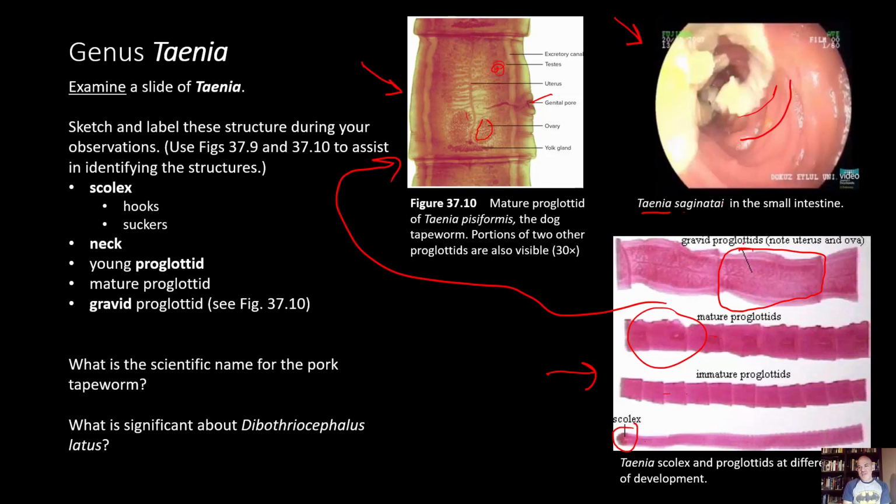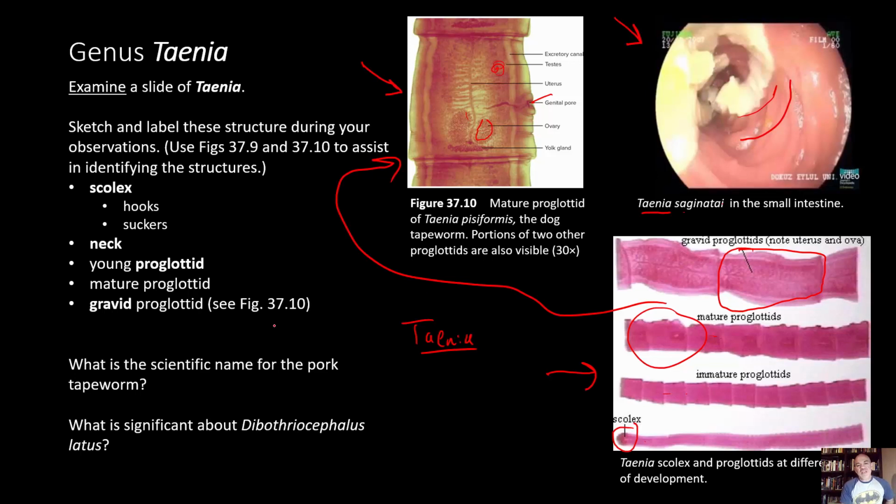Now, at the end of the host's tapeworm, the gravid proglottid will break off and come off in the feces from the host, and that's how the eggs get into the environment. So you want to be able to identify those, and you also want to know this is the genus Taenia. Be able to identify the basic structures of the scolex and so on.